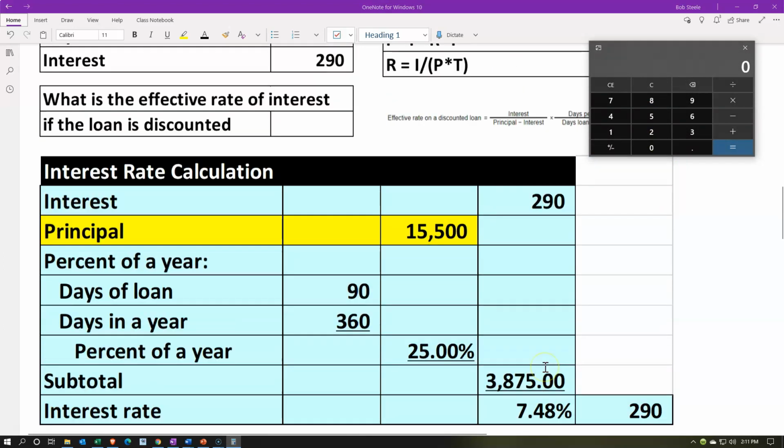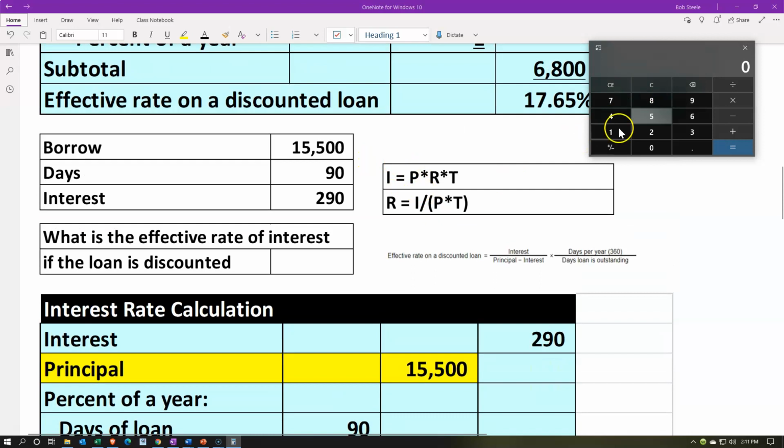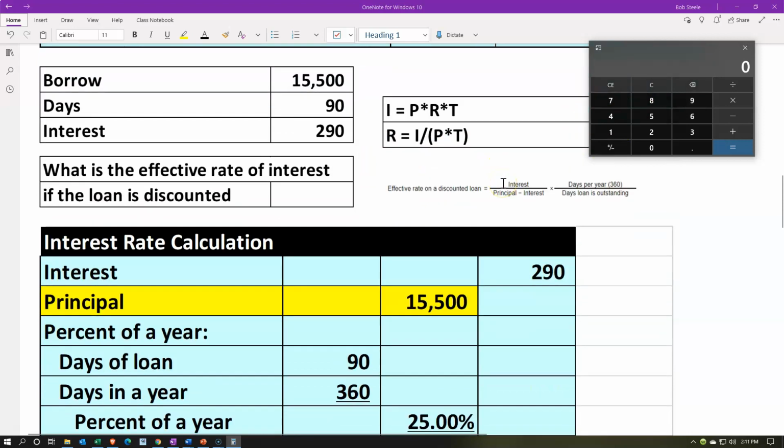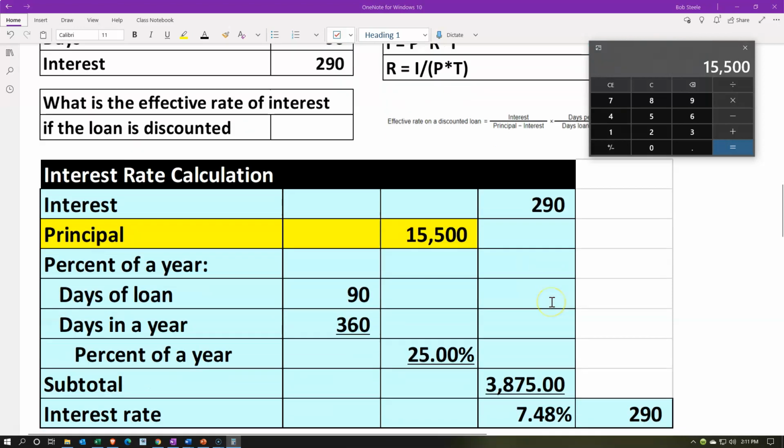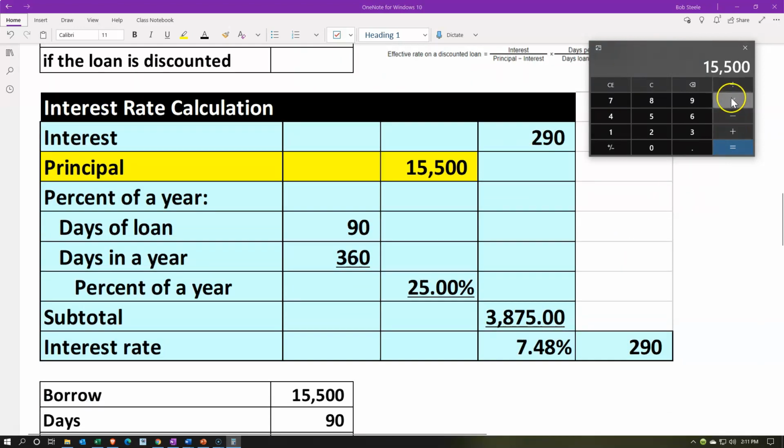If I plug the interest back into this formula, interest would be calculated as the loan amount, 15,500, times the rate, which we said is about 0.0748, times time, which is a fraction of the year, 25% of the year, times 0.25. That would give us about 290, because there's rounding.